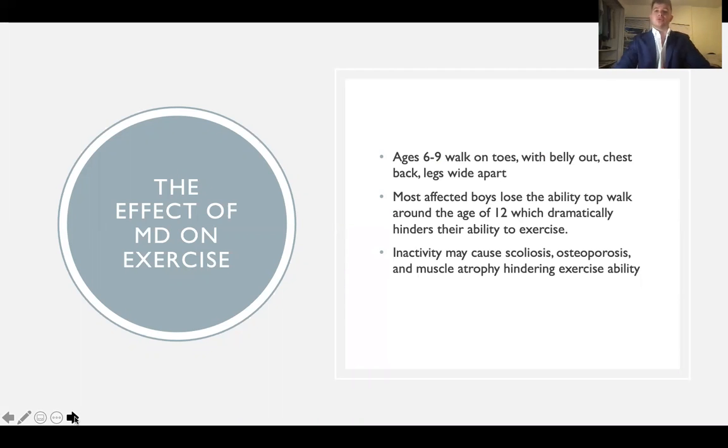The most affected boys lose the ability to walk around the age of 12, which directly hinders ability to exercise. So they can still do certain things with, as I said, their brace on. However, when they become wheelchair bound, it's going to be harder for them to find activities that they can do while in a wheelchair, but there still are options as long as their arms still have mobility.